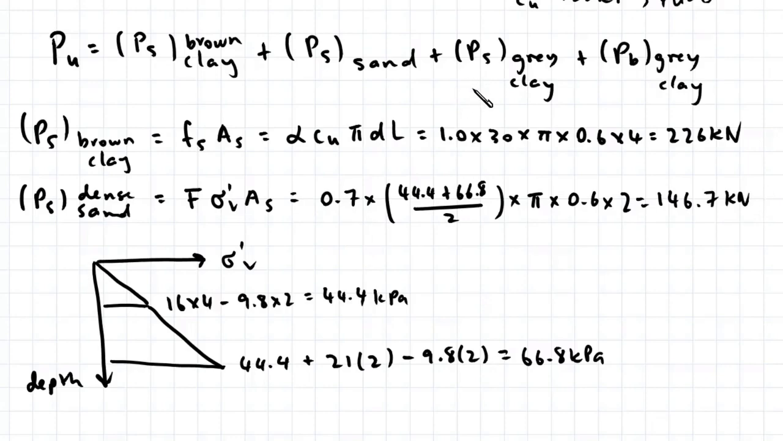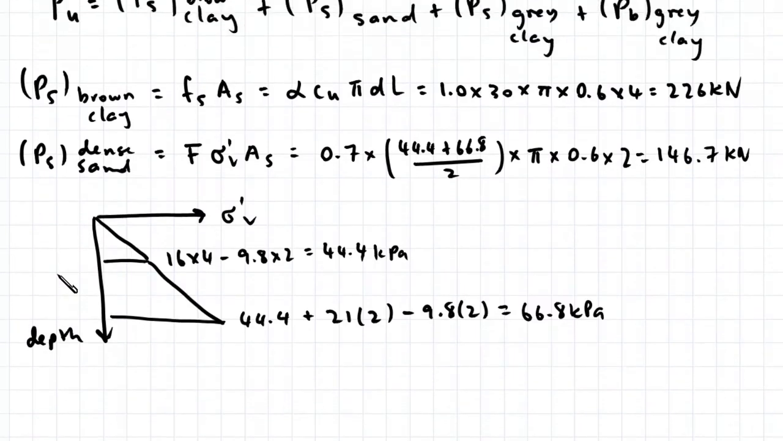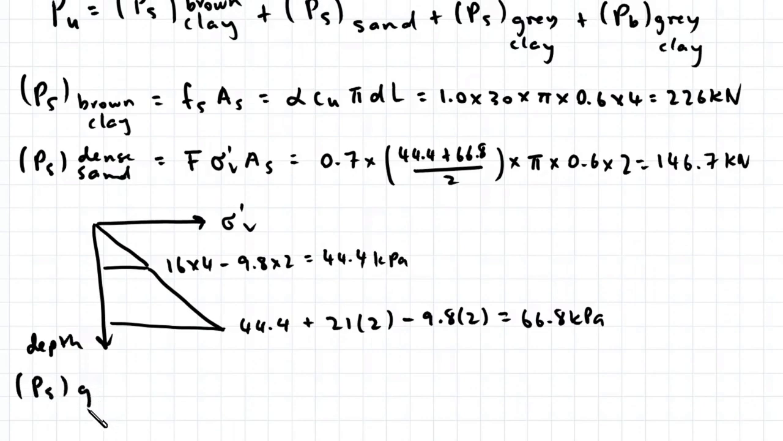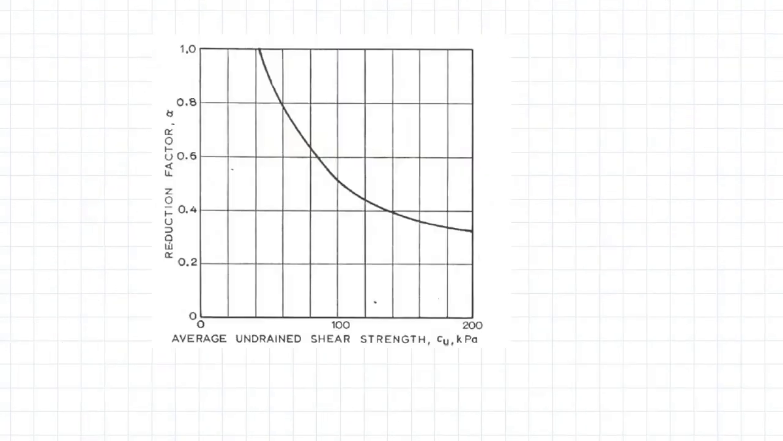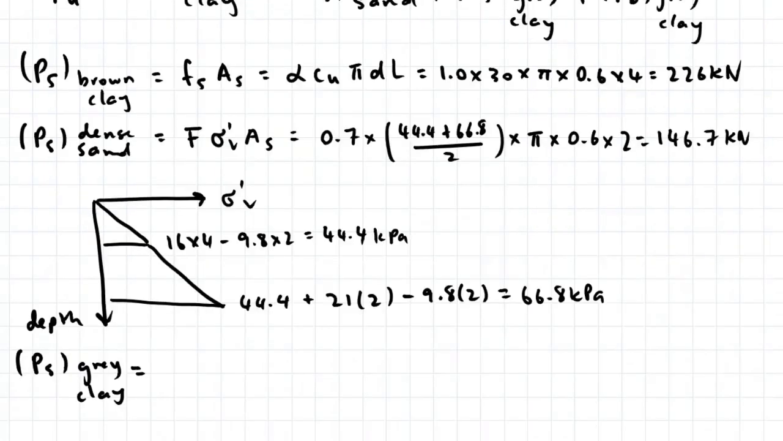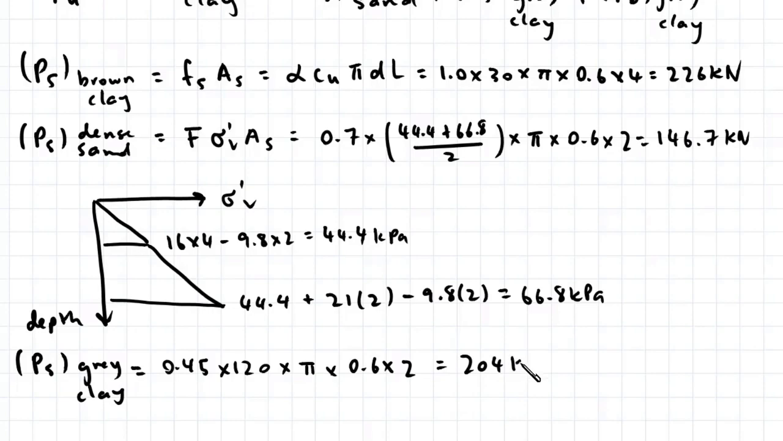Now we have the total shaft resistance of the grey clay, the bottom soil layer. Ps grey clay is equal to alpha Cu pi DL again. Cu of the grey clay is 120 kPa. If we go back to this diagram, 120 is here, so that gives us a value of alpha of about 0.45. So 0.45 times 120 times pi times the diameter, 0.6, times the length of the pile within the grey clay, which is 2 meters. This works out to be 204 kilonewtons.